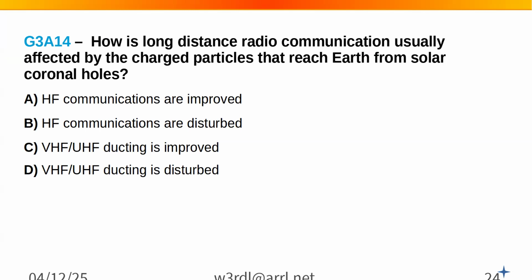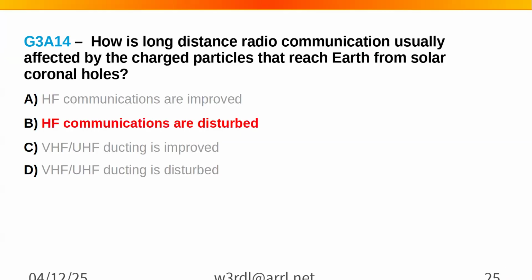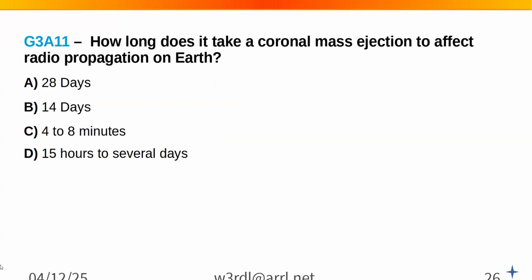How is long distance radio communication usually affected by the charged particles that reach Earth from solar coronal holes? We should stick with VHF, UHF. Not affected at that time. It doesn't depend on propagation either. There has been some ducking with 2 meters over a week or so. There's a little bit, but basically it's point to point for most of it.